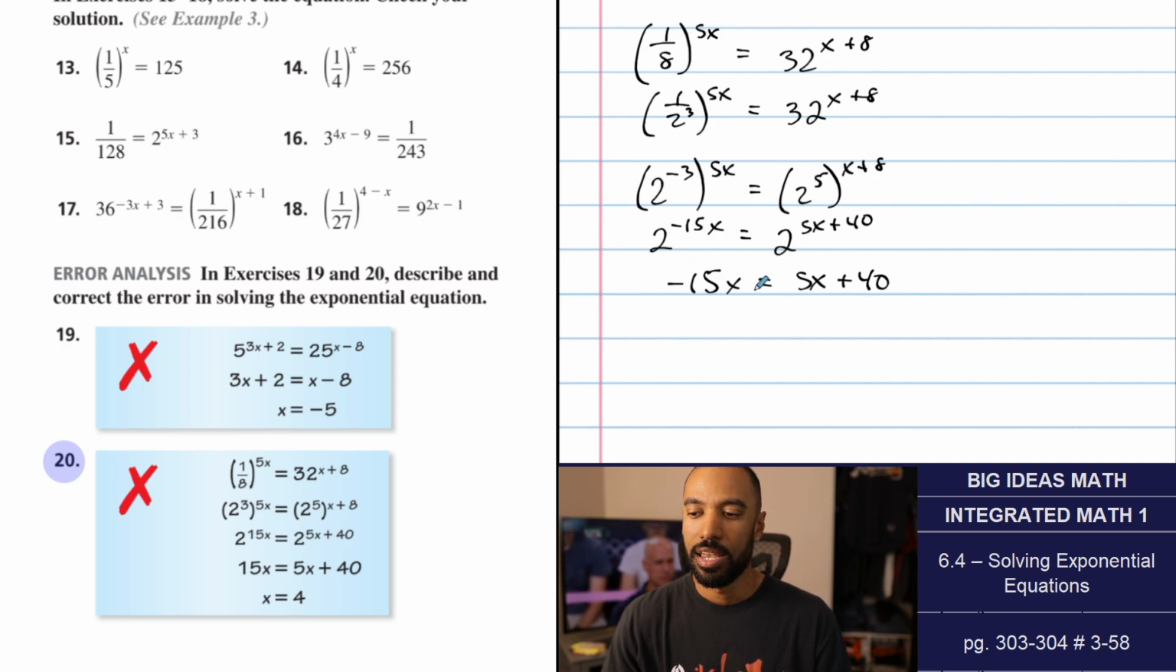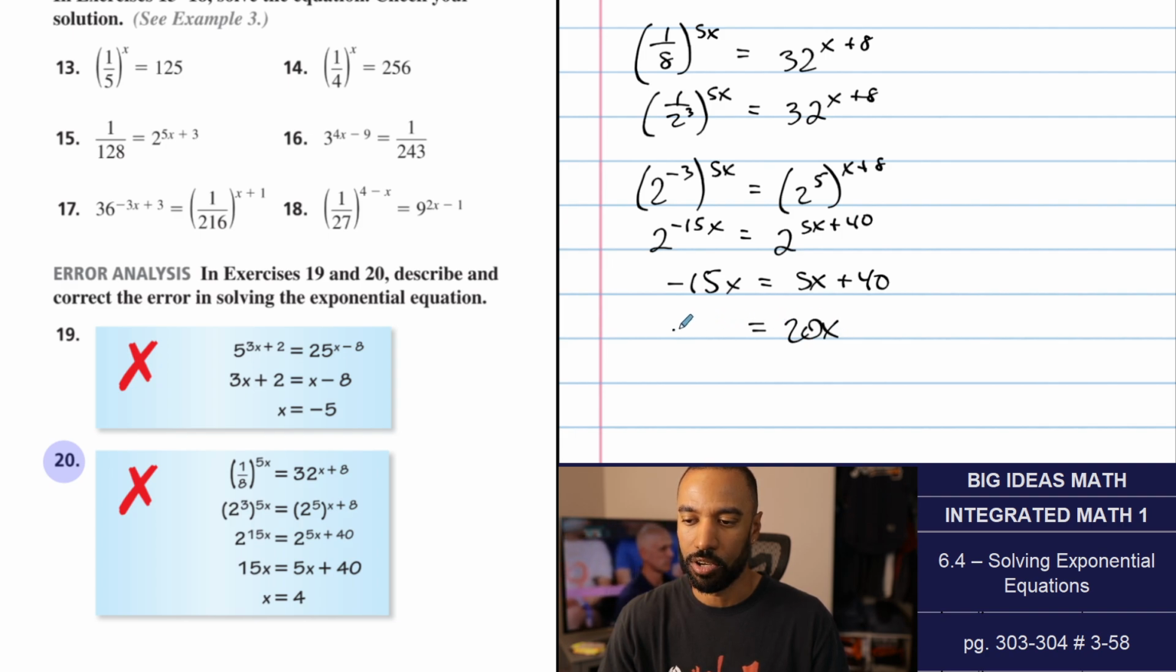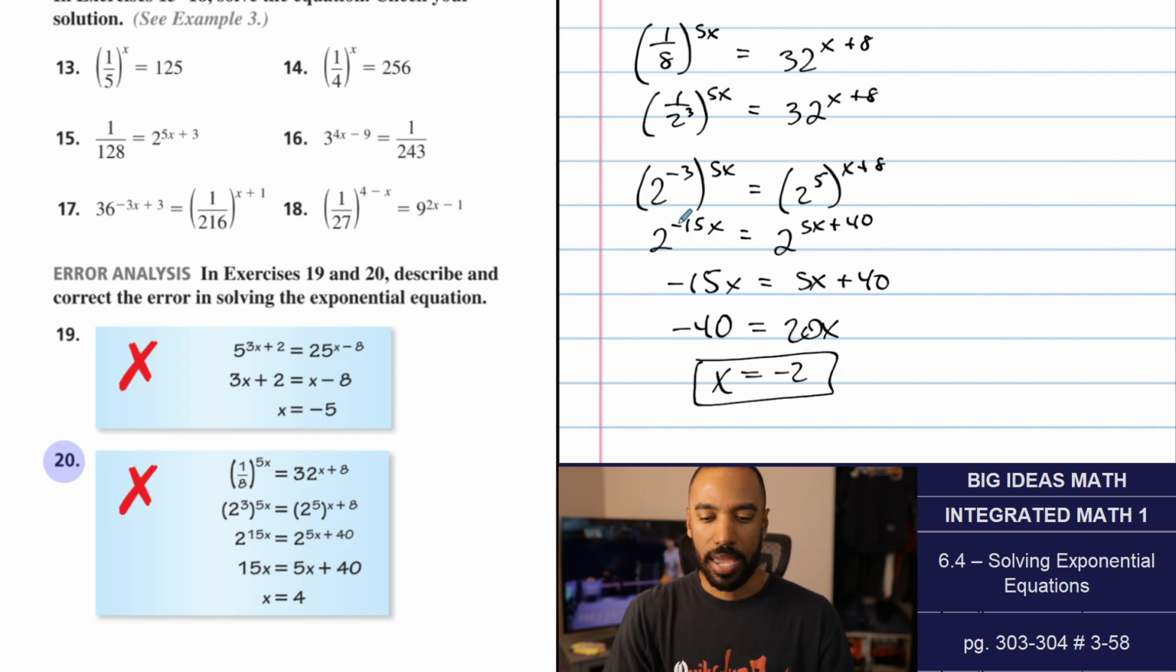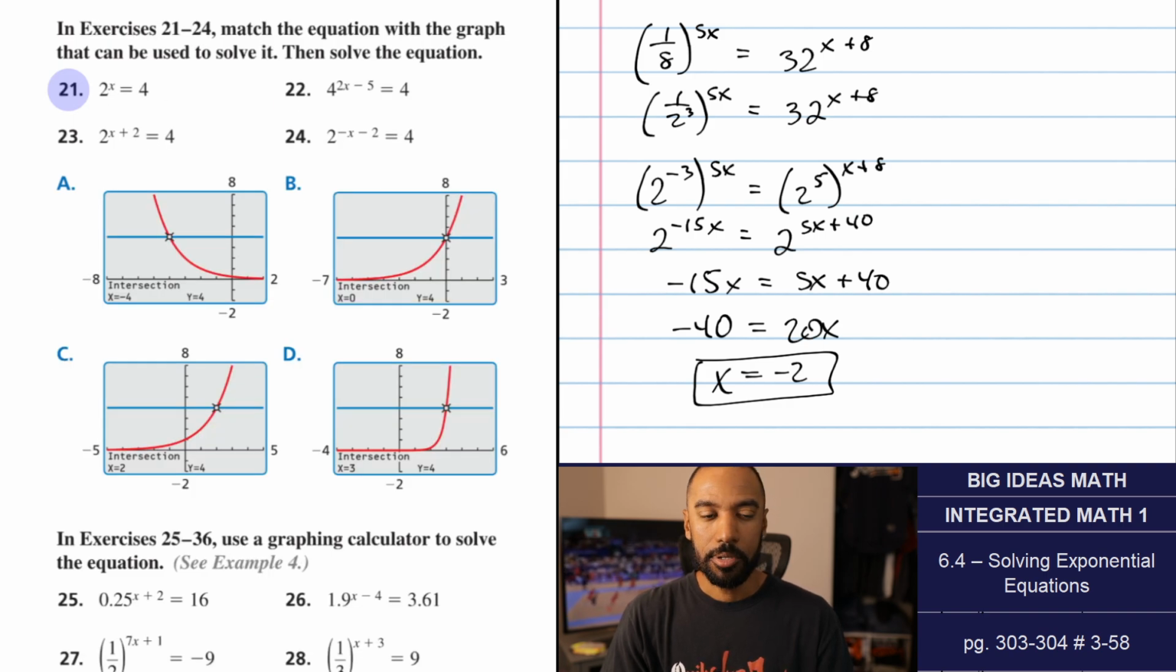Turn this negative. Now, I'd like to add 15x to both sides. Let's call it 20x, subtract 40 over here. Way different answer. Divide by 20, you get x equals negative 2. Okay, negative 2 instead of 4. We're good. All right, numbers 21 and 24.